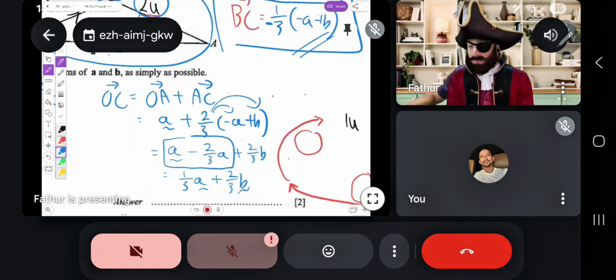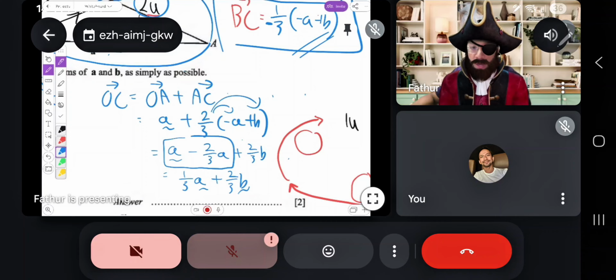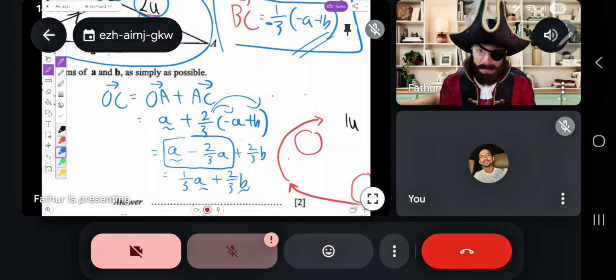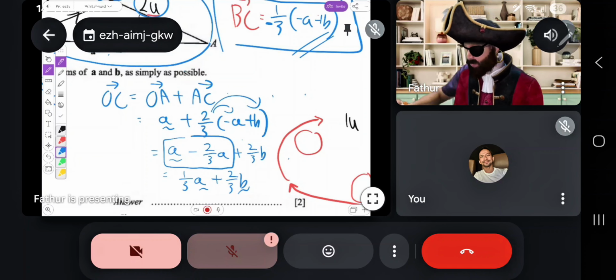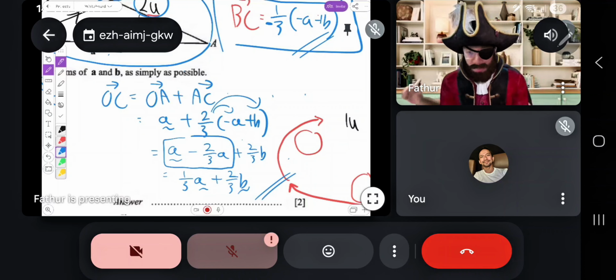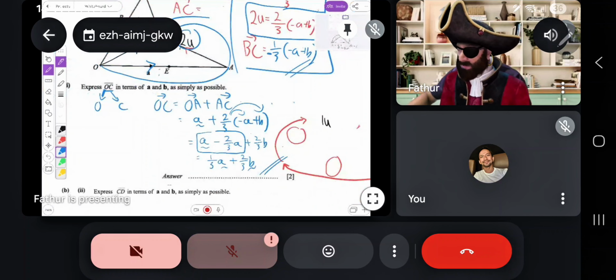There you go. Do not forget to write the wriggly lines, because if not, they will deduct marks from you. What's the reason? I don't know. Like I said, I'm a pirate. I live on a boat. So that's your answer. See, simple. That is the whole thing for vectors.